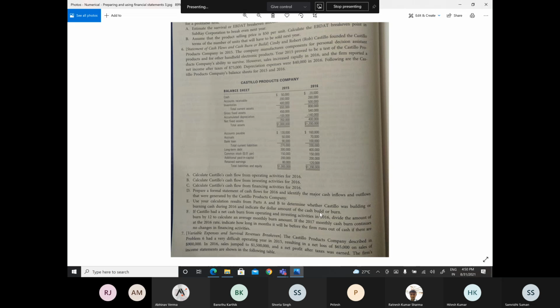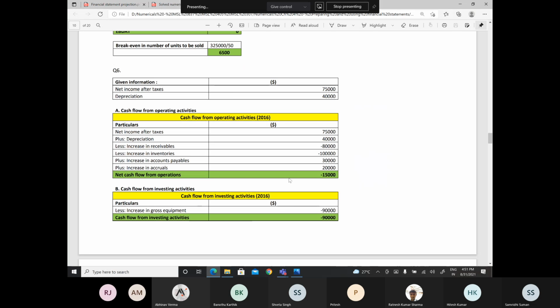So this is a very, very comprehensive question. It first asks us to calculate all three cash flows, then prepare a formal cash flow statement, then calculate whether there's a cash build or burn, and then also calculate the cash burn or build rate. And accordingly tell us how many months the company has before it actually runs out of cash. Okay, so let us see the solution for this. Now we have been given all this information.